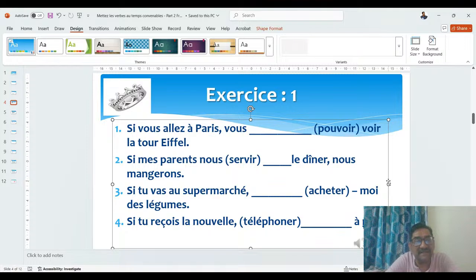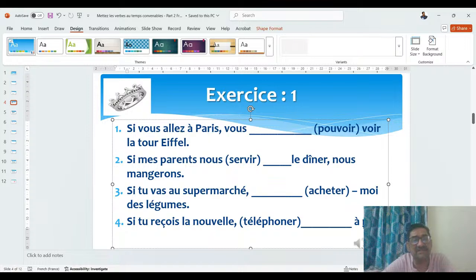So you have all kinds of blanks there. Let's see the first one. The first one is Si vous allez à Paris. So the condition is given in present tense. Si vous allez à Paris. So the answer should be in the future. Vous pourrez voir la Tour Eiffel.